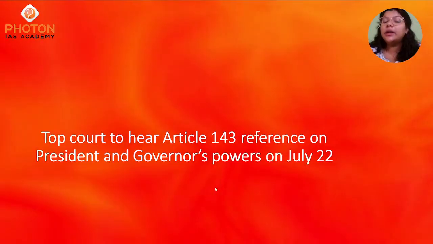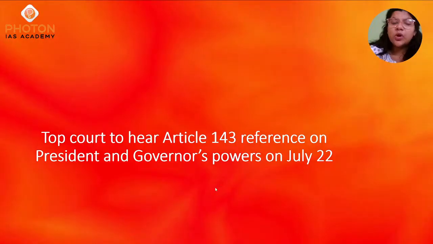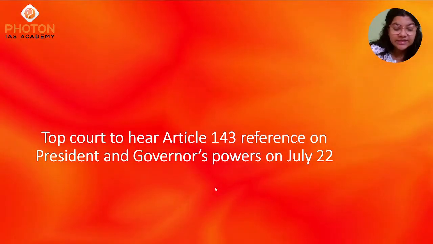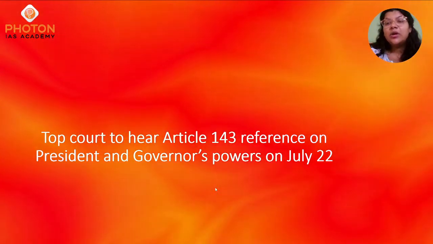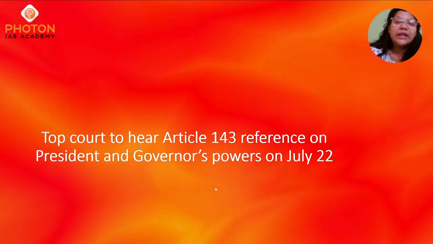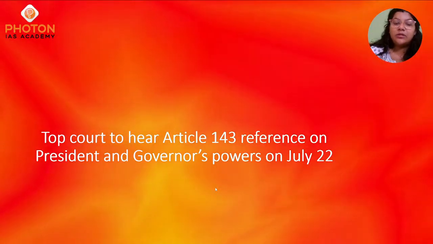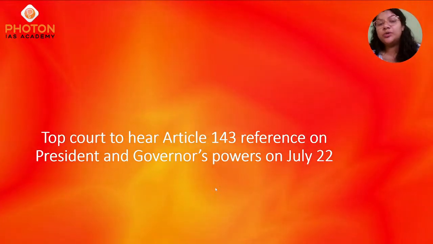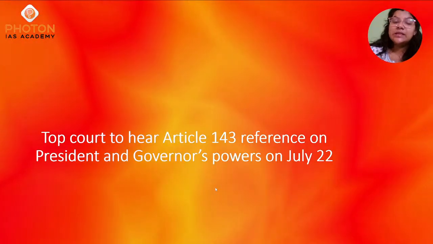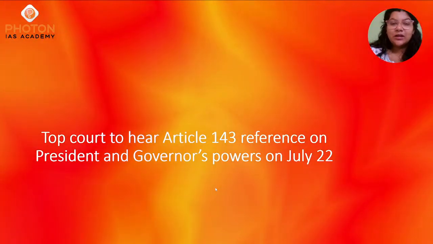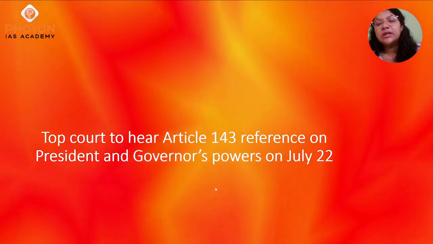Top court to hear Article 143 reference on President and Governor's powers on July 22nd. So what exactly happened with the Governor's power and President's power recently? Regarding what was there news all over? Regarding what did the Supreme Court interfere and provide a particular checklist of do's and don'ts to the governor? Do you guys remember? In which context? I think it was news before 1 or 2 months. It's been almost 3 months, probably.